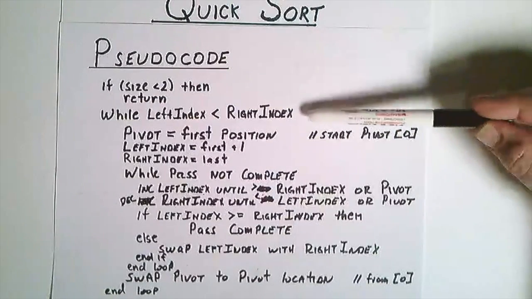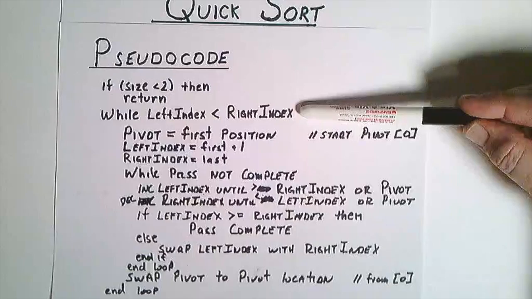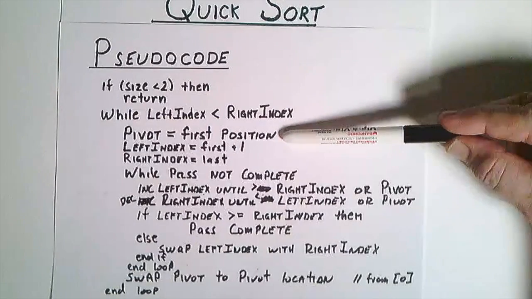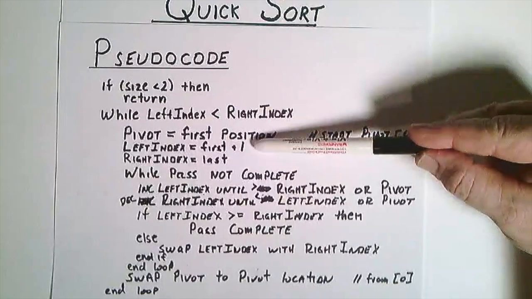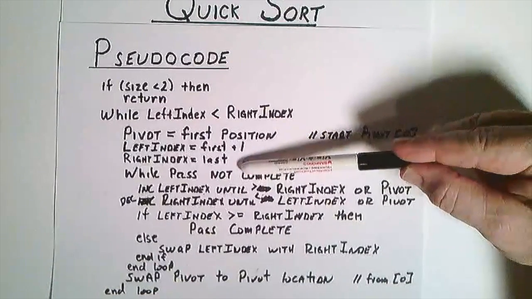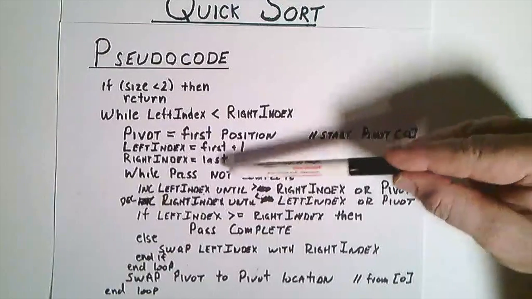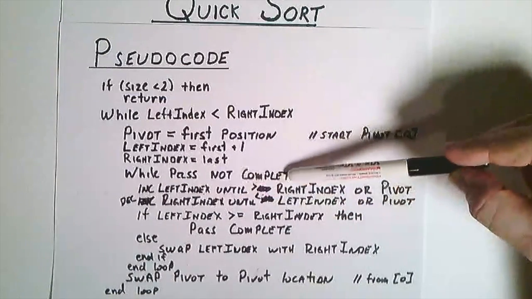Pseudocode. Make sure the list isn't small. If it is, we just return it. Then we look at the left index and the right index. If they meet, then we're done. So we choose the very first position as a pivot. It's arbitrary, but this is the algorithm we're going to use. The left index is then the next position after the pivot, and the right index is the last position.